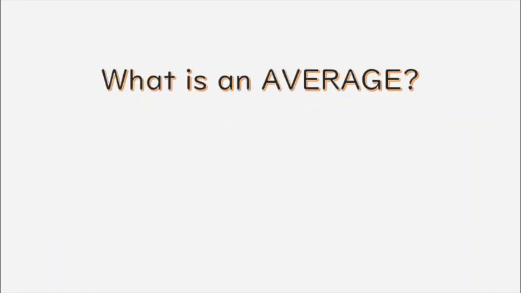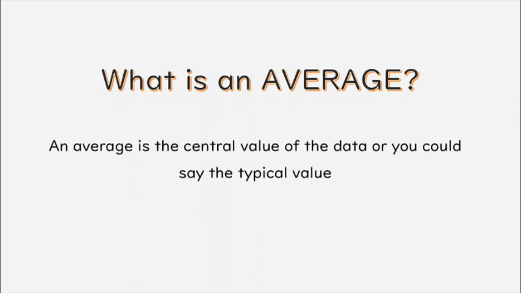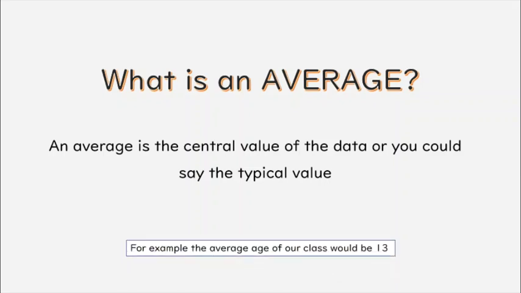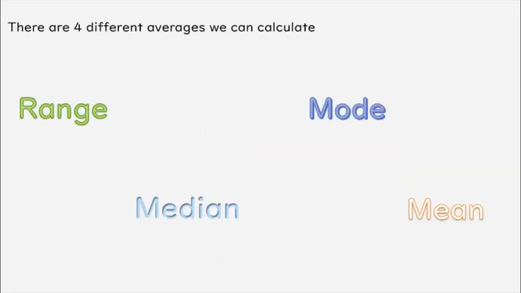Before we go on to working them out, first of all, what is an average? An average is the central value of the data, or you could say the typical value, so what you would expect. So for example, in our class, the average age of the class would be about 13. So out of all the data, out of everyone in our class, the average is 13 years old.